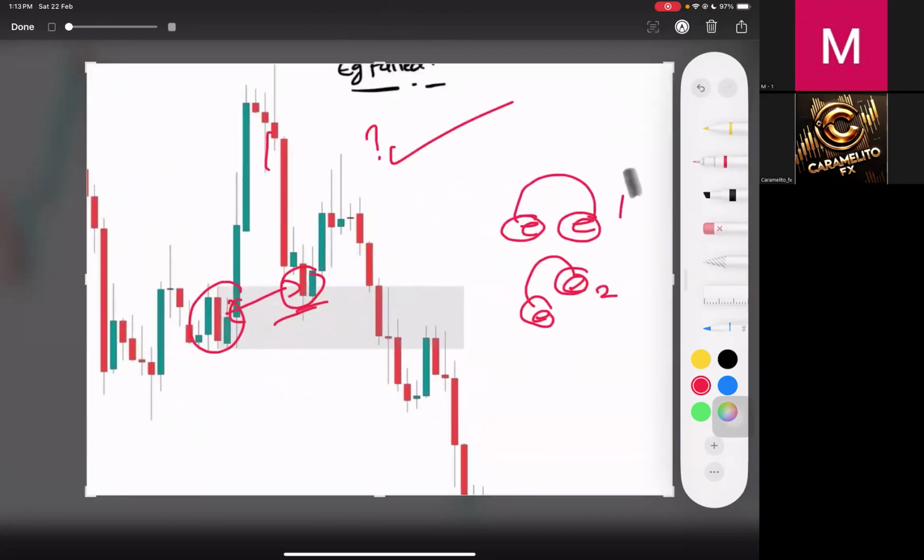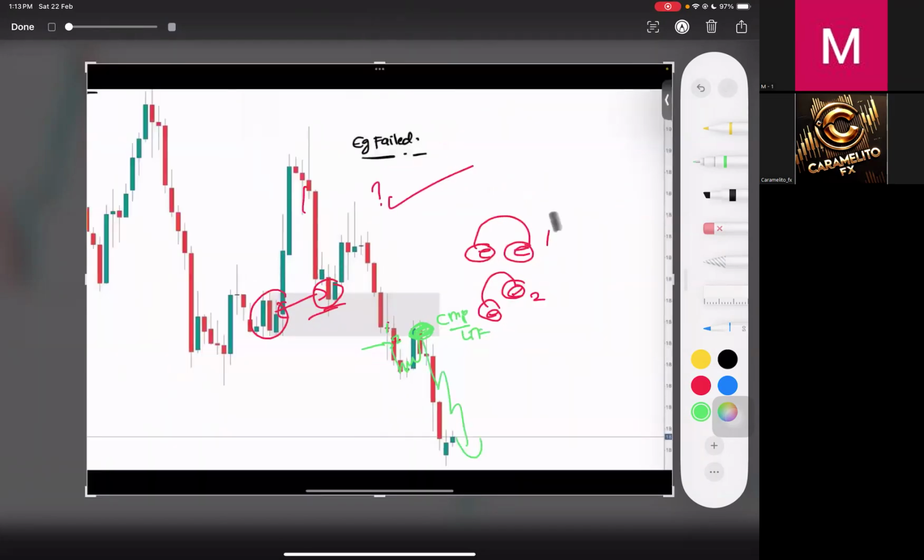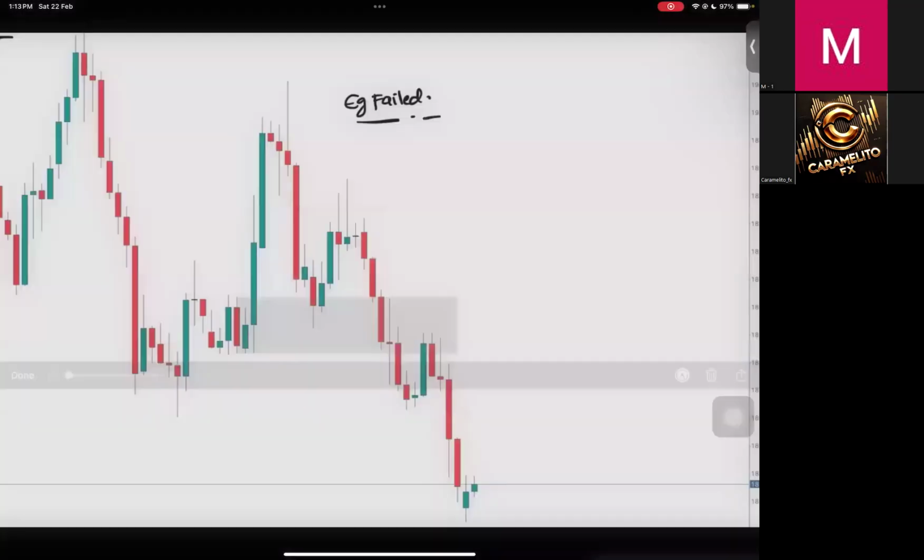So which one is the dominant candlestick, number one or number two? Number two. This is a breakout. This is a pullback. This is the current market price. We're going to wait on the lower time frame to find an entry. After you entry, it melts down, just like that. Understand? Okay, cool. So this is about engulfing fail.